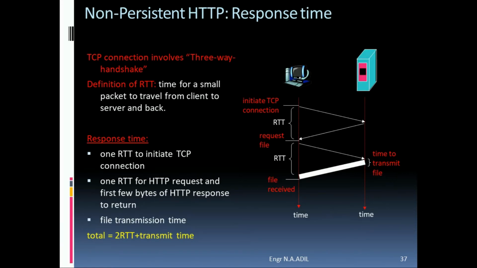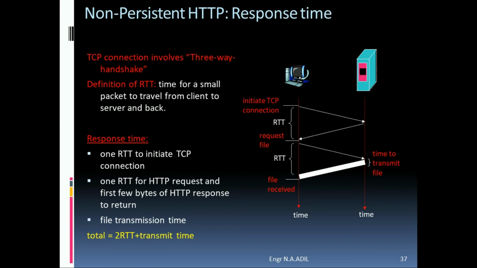So how does non-persistent HTTP work in terms of response time? A TCP connection involves a three-way handshake. The definition of RTT is the time for a small packet to travel from client to server and back. So what is the response time? 1 RTT to initiate the TCP connection, and 1 RTT for the HTTP request and the first few bytes of the HTTP response to return. The file transmission time in total is equal to 2 RTT plus transmit time.